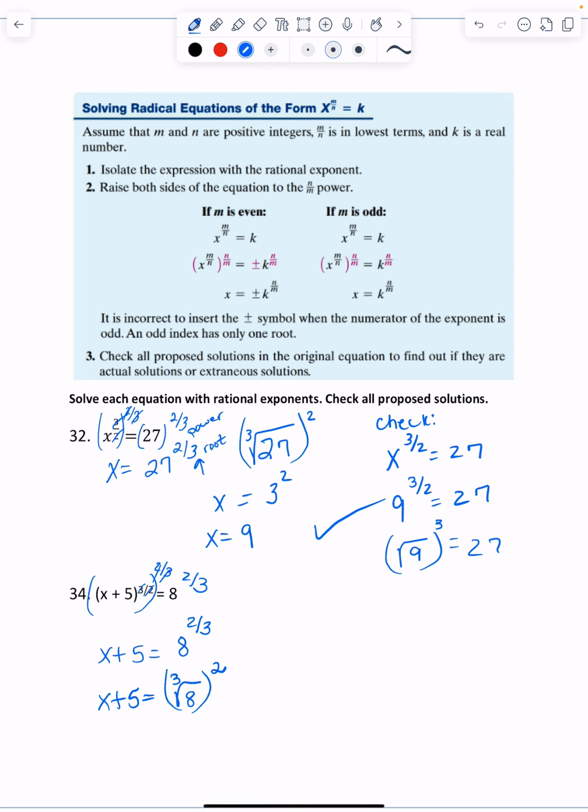Again, I'm taking the cube root. When I take the cube root, I don't have to worry about the plus minus. So the cube root of 8 is 2. So 2 squared is 4. And then if I solve for x, I'm subtracting 5 from both sides, and I end up getting -1. If you check that, you're going to see that this does work.